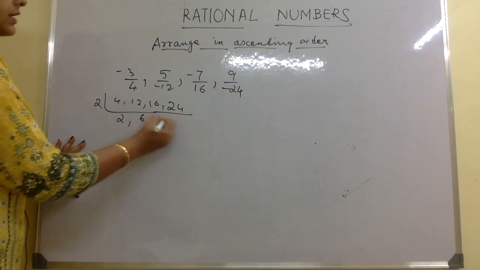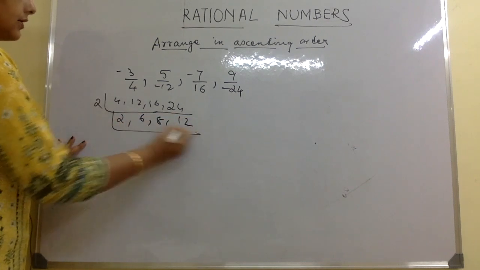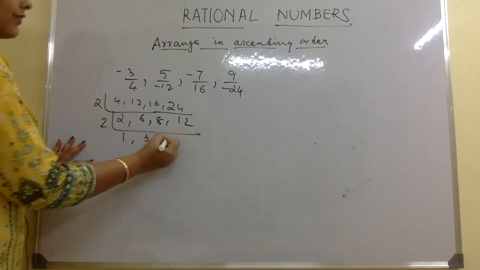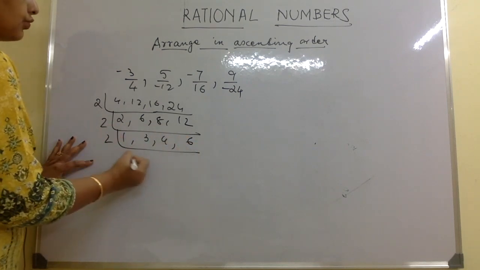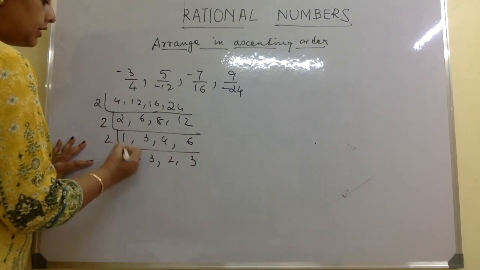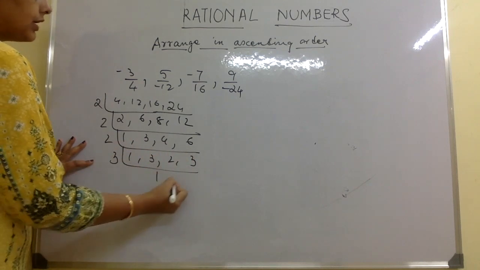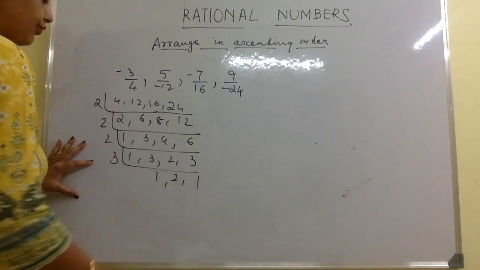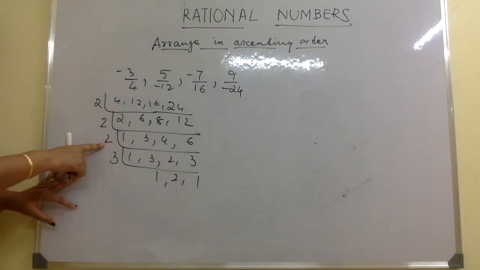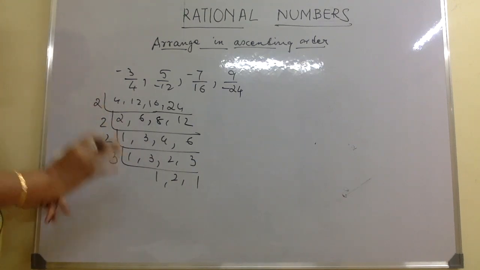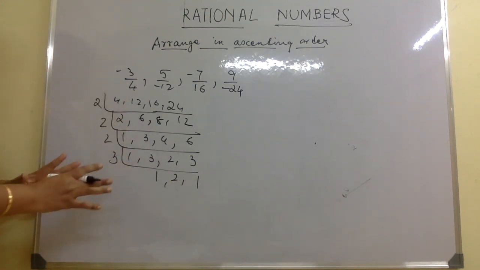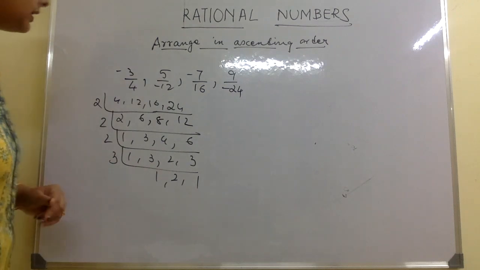Then 6 and an 8 and a 12, back again with a 2, 1, 3, 4, and this is a 6 and 2, 1, 3, 2 and a 3 and 3, that is 1, 2, 1, 4, 8, 24, 48. Okay, so my LCM is 48.